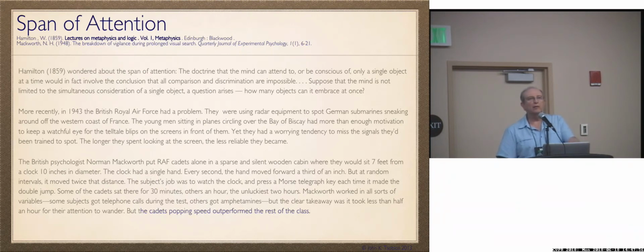People also asked about the span of attention. Back in 1859, Hamilton wondered about how many things can we attend to at a time. Is it one? Is it two? Is it three? Under what circumstances? And so forth. Another kind of span of attention is for how long can we attend? And here's an experiment that Norman Mackworth performed in 1943, who, by the way, is the father of a very well-known AI researcher at the University of British Columbia, Alan Mackworth.